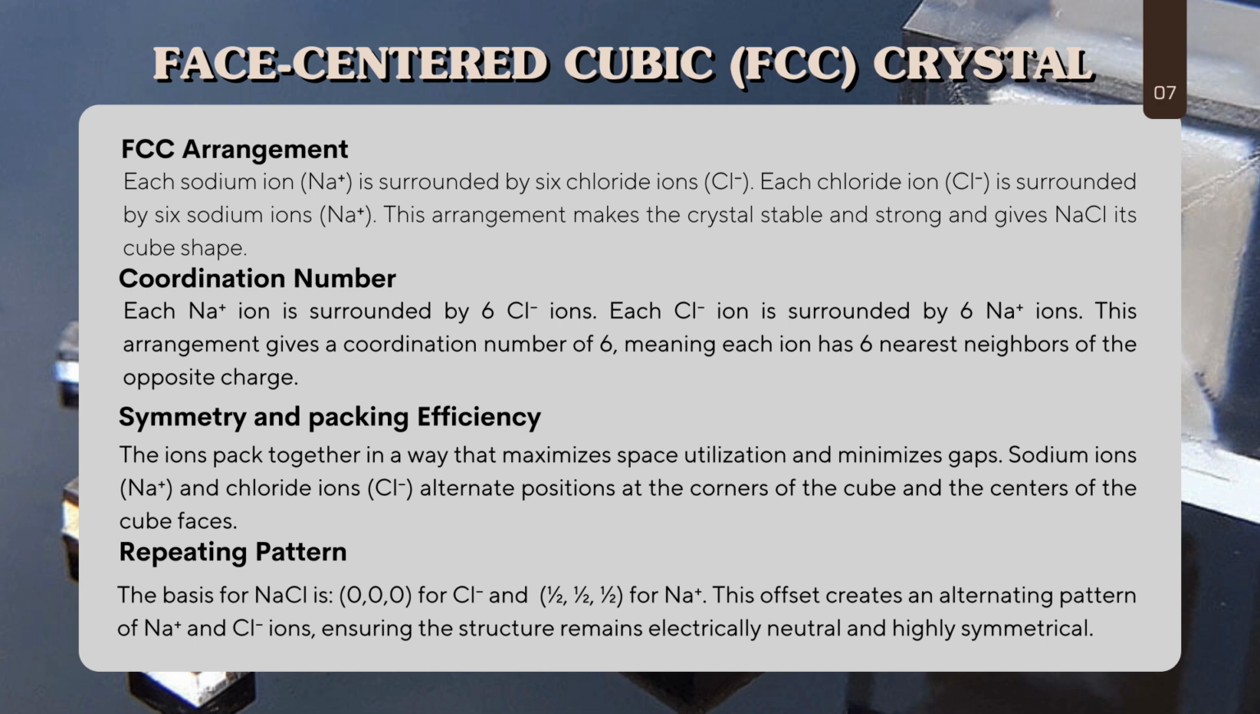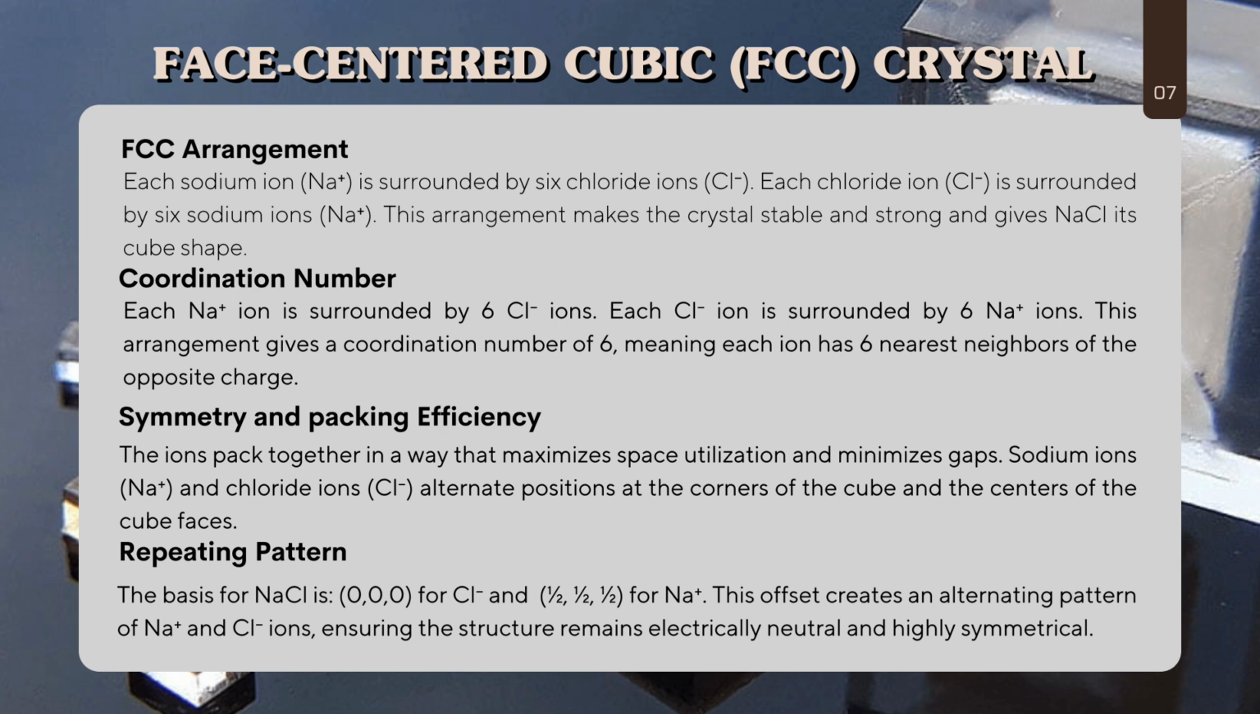In this structure, each sodium ion is surrounded by 6 chloride ions, and each chloride ion is surrounded by 6 sodium ions. This alternating pattern of positive and negative ions creates a stable and strong crystal lattice, giving NaCl its cube-like shape. The coordination number of sodium chloride is 6, which means that each ion has 6 nearest neighbors of the opposite charge. Specifically, every sodium ion is surrounded by 6 chloride ions and every chloride ion is surrounded by 6 sodium ions. This arrangement helps minimize repulsion between ions of the same charge and ensures the stability of the crystal.